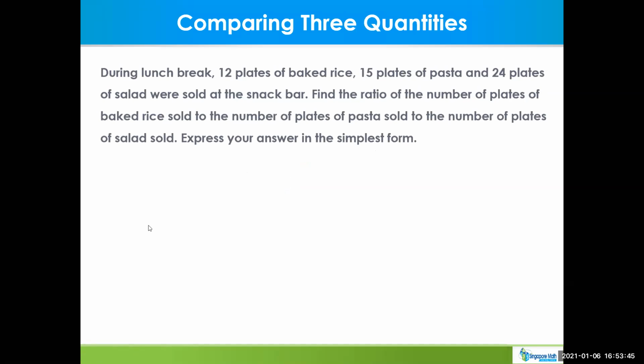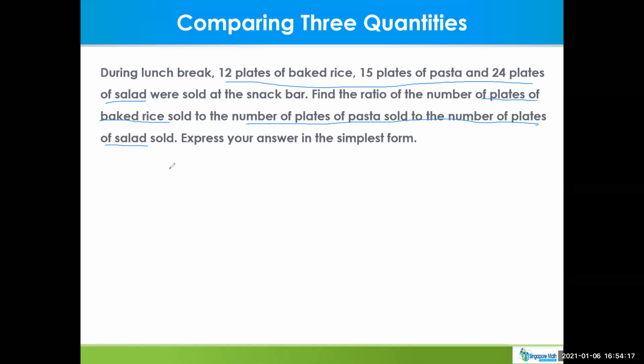This one. During lunch break, 12 plates of baked rice, 15 plates of pasta, and 24 plates of salad were sold at the snack bar. So I'm going to highlight or underline this. Find the ratio of the number of plates of baked rice to the number of plates of pasta to the number of plates of salad, and give your answer in its simplest form.